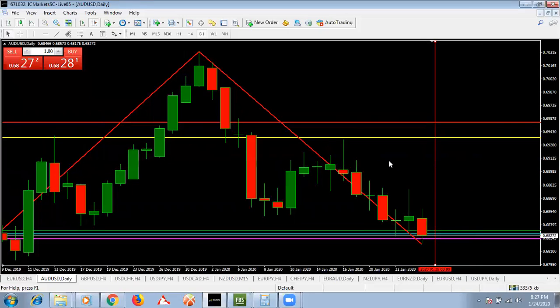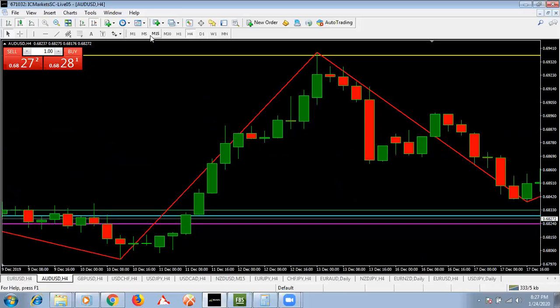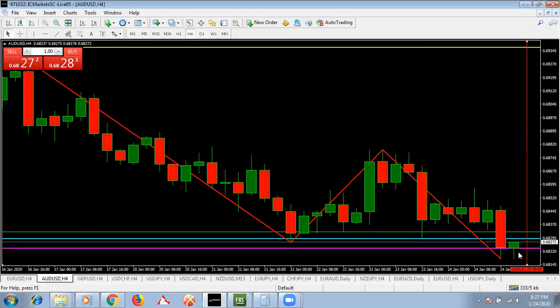Now if you go down to the 4-hour, I think we have a little support there. There's a little support at this level. If the market breaks this level, you might consider selling. Don't just jump in when the market opens. Wait for the market to break the support level on the 4-hour before you place your sell trade.